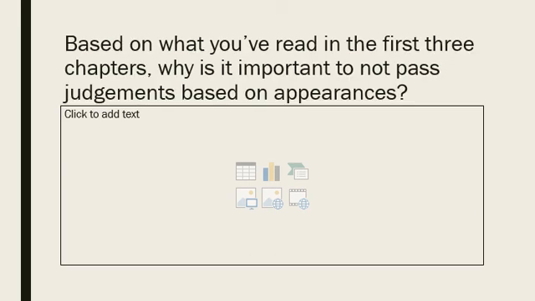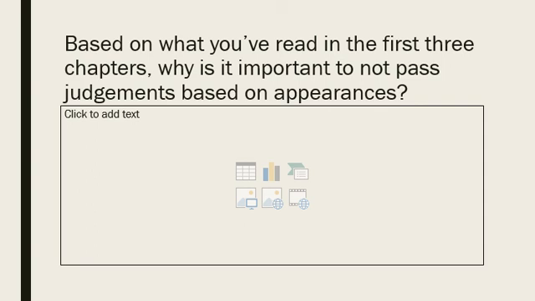Based on what you've read in the first 3 chapters, why is it important not to pass judgments based on appearances? Alright, so I want you to think about how Bruno has passed judgment already. Think about the house.